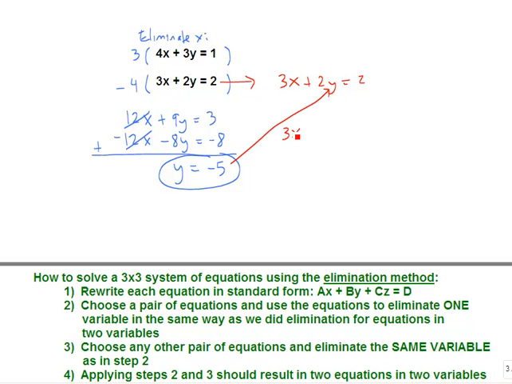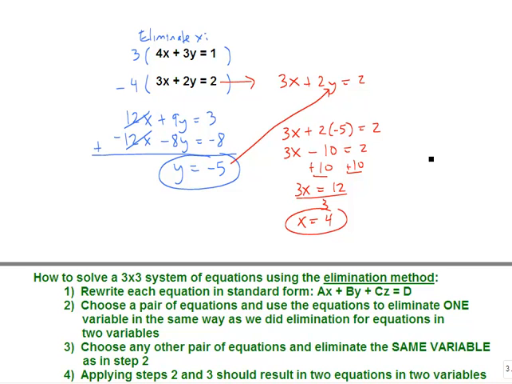So this becomes 3x plus 2 times negative 5 equals 2, or 3x minus 10 equals 2. If I add 10, I get 3x equals 12, divide by 3, so x equals 4. So my final solution is 4 comma negative 5, x comma y.